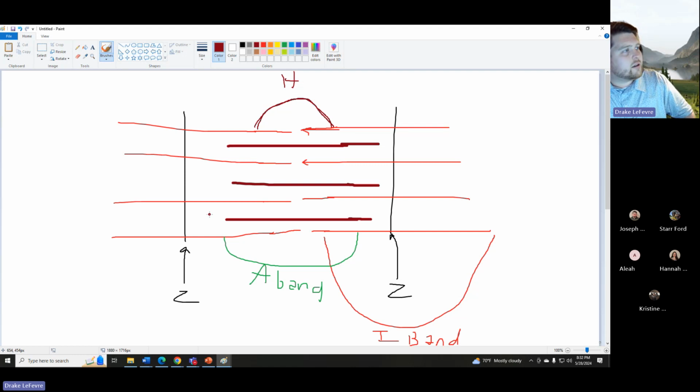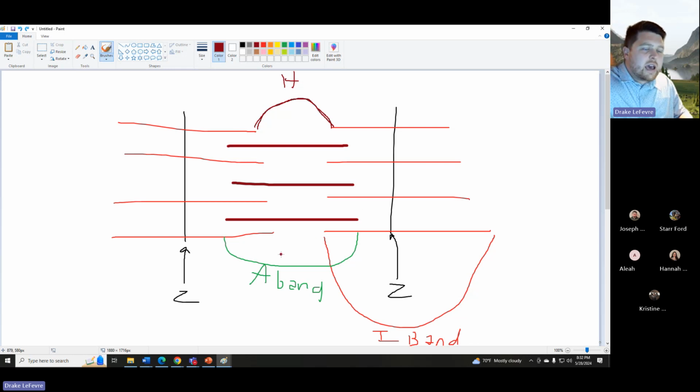What happens to the A band? What does the A band do? It stays the same, right? Yeah, the A band stays the same because it doesn't care if the actin is changing. It's just the total length of the myosin, and the myosin itself is not moving.